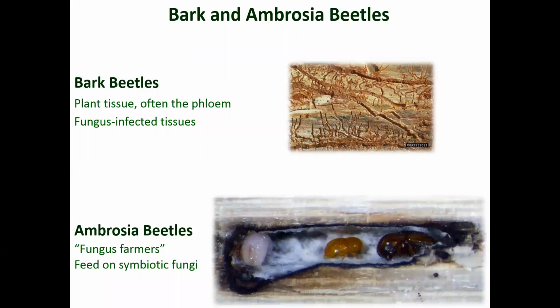Now, in terms of bark beetles, they feed on actual plant tissue, including the phloem, and that also includes fungus-infected tissues. Whereas ambrosia beetles are actually feeding on a symbiotic fungus that they farm within the host tree.